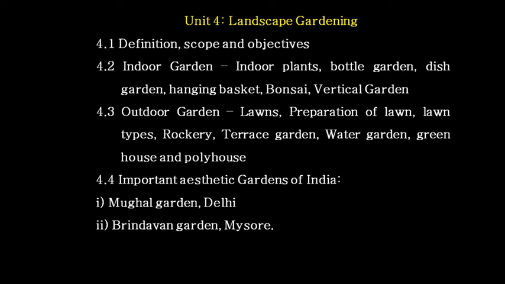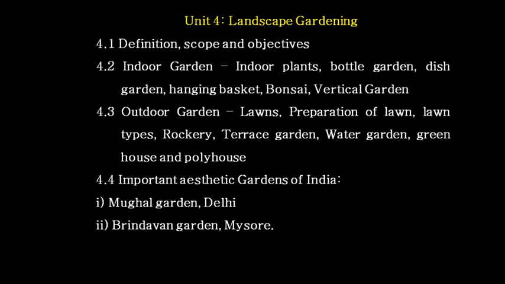Then important aesthetic gardens of India we are going to study. Two examples from India we are going to study. Aesthetic means what kind of pleasure they give us, that is aesthetic value. So we get a mental satisfaction in sitting in a garden or observing a garden, sitting under the tree in the garden. That is the aesthetic value. So from India we are going to study two gardens. One is Mughal Garden, Delhi, and the second one is Brindavan Garden in Mysore.